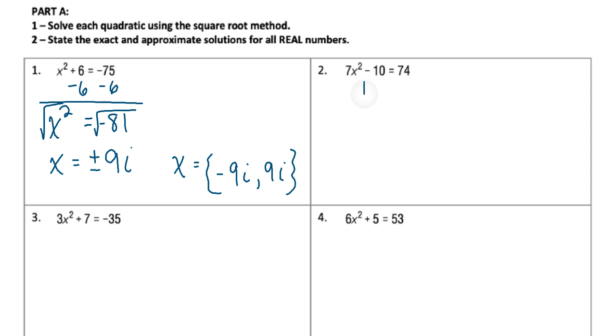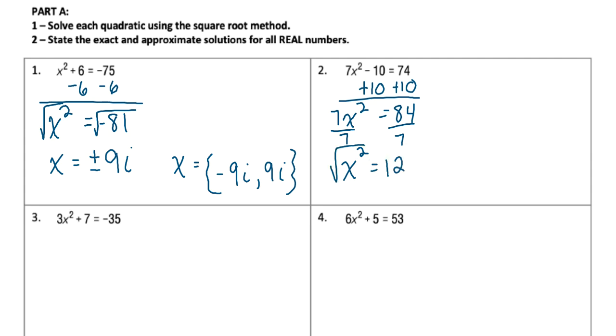Okay, number 2. Using our inverse operations, we're going to isolate x squared. Divide by 7. Get x squared equals 12. Square root both sides. And I would get that x equals plus or minus, let's see, 12 is the square root of 4 times the square root of 3. So that would be 2 square roots of 3.